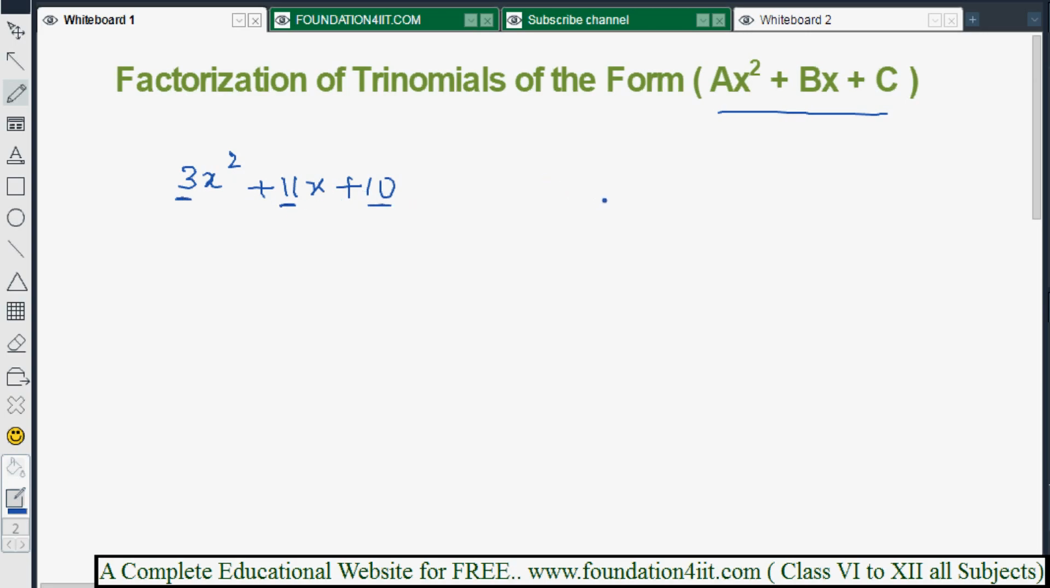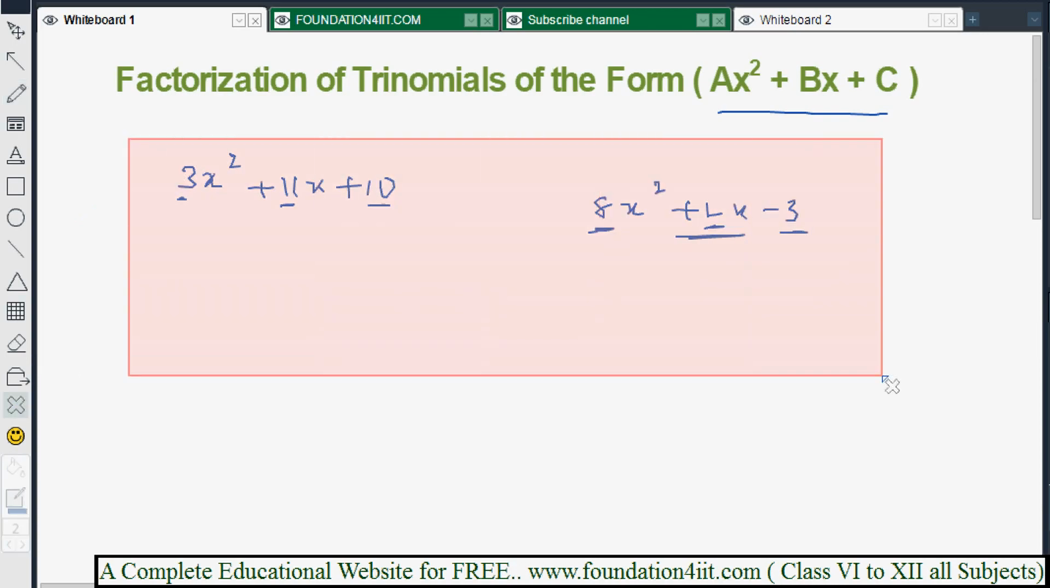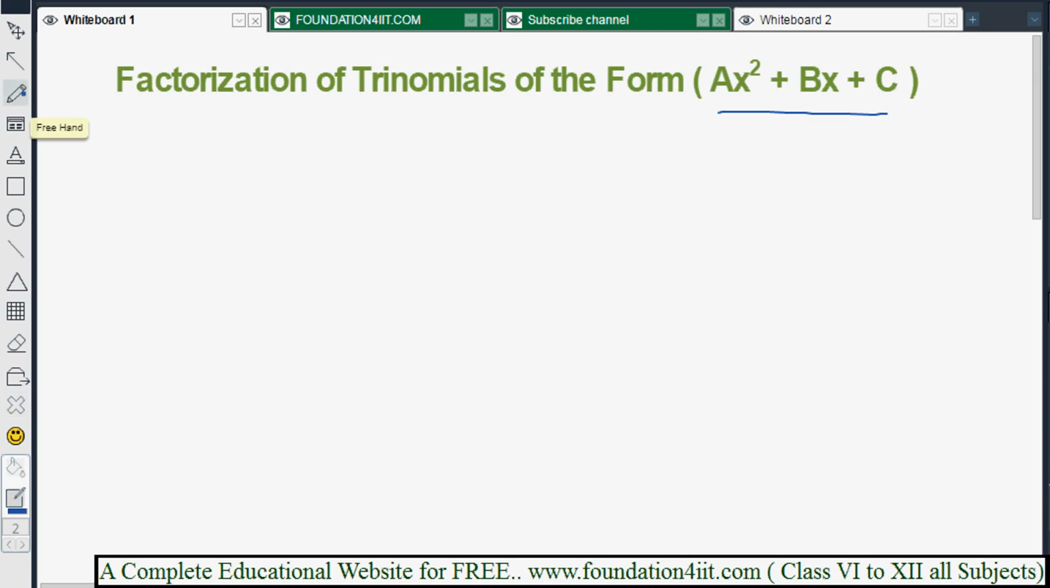Otherwise factorize 8x square plus 2x minus 3. These examples are in the format ax square plus bx plus c. The x square coefficient is 8, that is a, the x coefficient is b and the constant is c. If any question is in this format, how to find the factorization in a simple and easy way, I'll explain now.